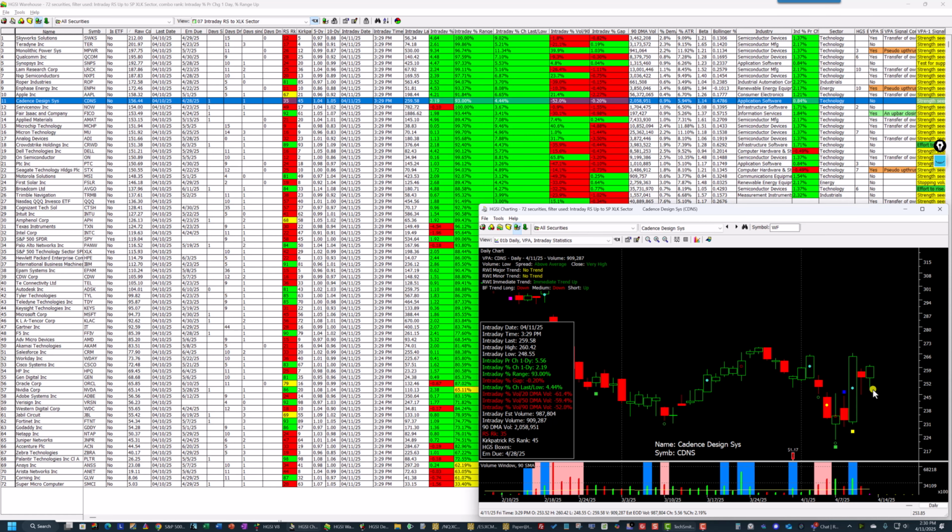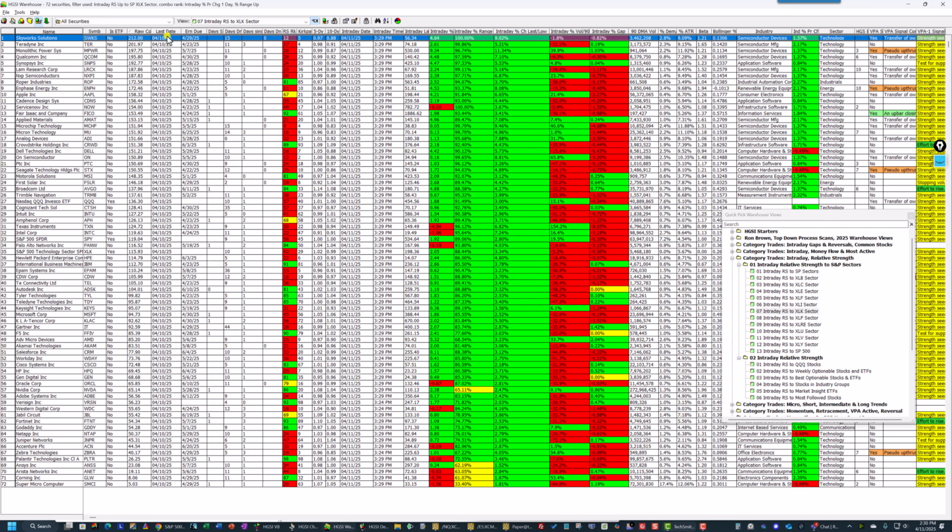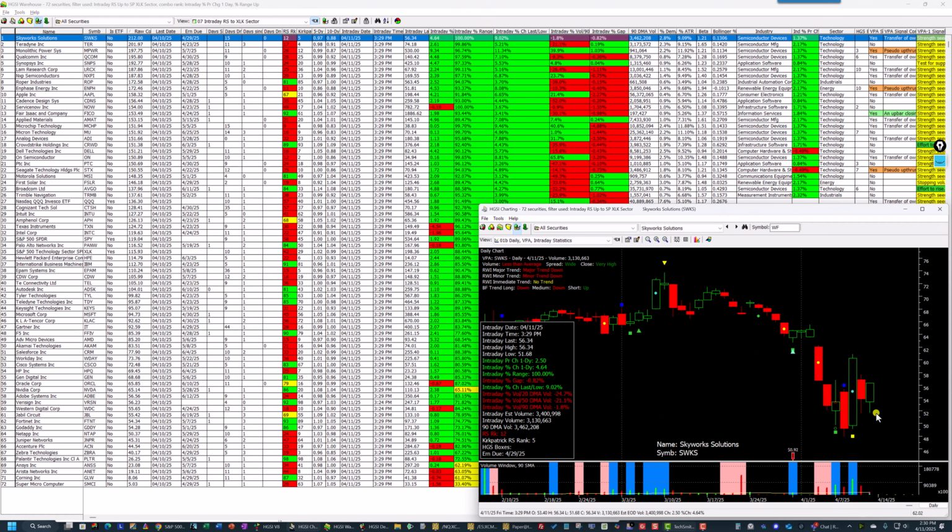Now you can see after it updated automatically, Skyworks Solution has come to the top of the list. If I bring it up, here it is. It's at the top of the range. Still in a downtrend.